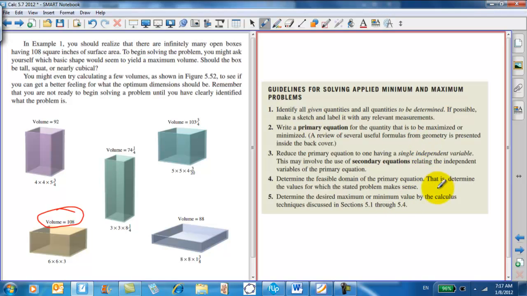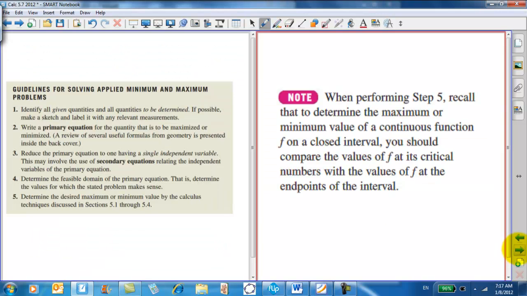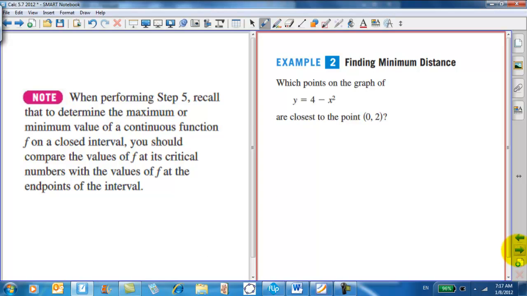Look at the feasibility domain of the primary region. That's what we talked about, that we only wanted positive values for x. And then determine the maximums by calculus techniques. Okay? And make sure you look for all the critical numbers.